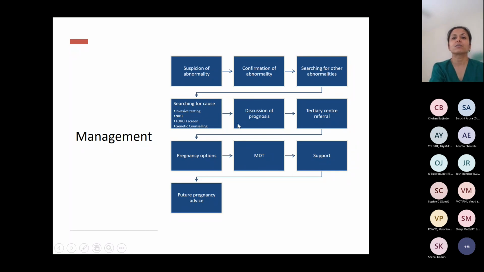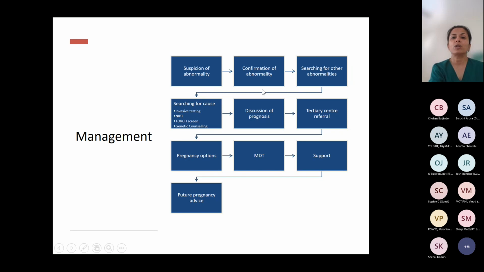Discussion of prognosis, as we have been going through individual cases, so of course it will be individualized. And then tertiary center referral if required. For things like minor renal pelvic dilatation, we wouldn't do tertiary center referral, or even for cleft, to be honest. But for abnormalities that require tertiary care, there will be tertiary center referral, which for us is John Radcliffe Hospital, and pregnancy options, which would include continuing with the pregnancy, a second opinion, or termination of pregnancy.